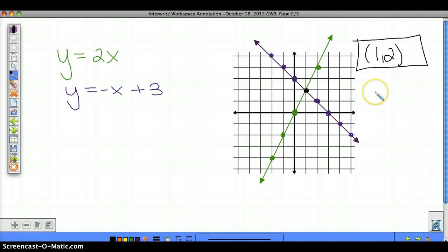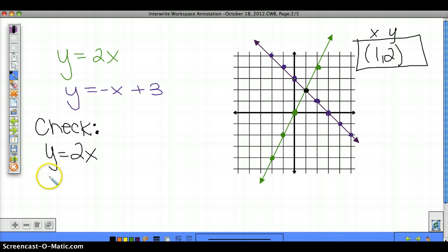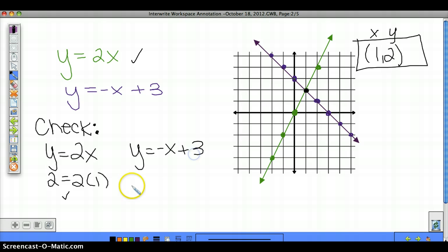Now you can check your answers every single time. To check, all I'm going to do is plug in my answer to both equations. It has to work for both of them. So for y equals 2x, I have an x value of 1, a y value of 2. I get 2 equals 2 times 1, which is true, so that one works. We're good on that one. And then for y equals negative x plus 3, I get 2 equals negative 1 plus 3, which is also true. So we did it right.